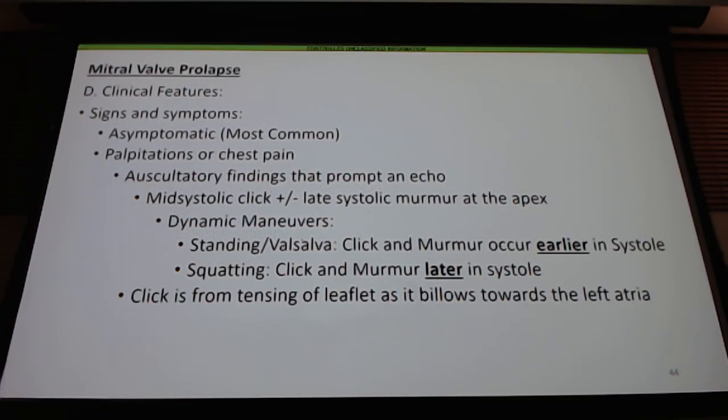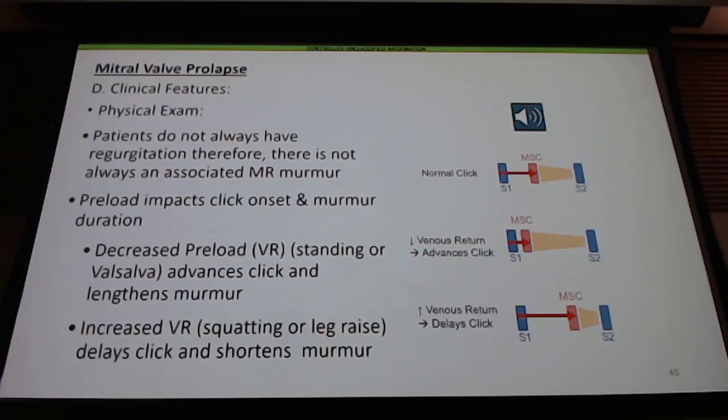And then we said that with mitral valve prolapse, the vast majority of patients tend to be completely asymptomatic, have no idea that this is going on. We may just hear those clicking or that regurgitation murmur on auscultation when they come in for their physical. But there are some dynamic maneuvers that you can do that actually will affect the timing of the murmur and the intensity of it. So if I decrease my preload, the click occurs earlier in systole, and it lengthens the murmur. If I increase the venous return, it delays the click and shortens the murmur.